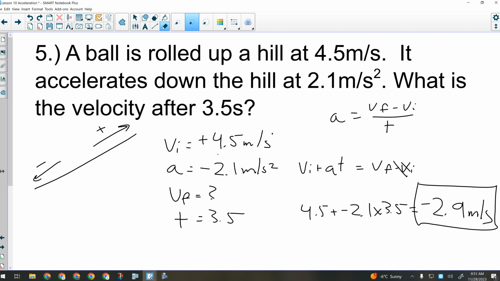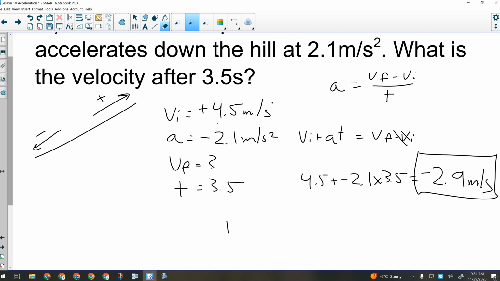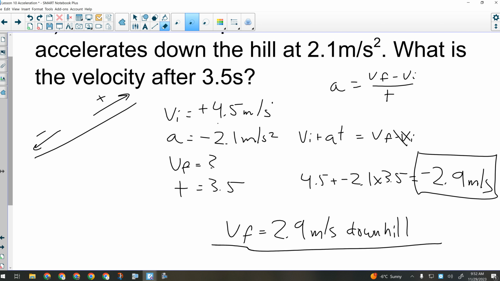This is not my final answer. I wasn't given positive and negative in the question. What was I given for vectors? Up the hill and down the hill. So my final answer needs to reflect the given vectors. My final answer is 2.9 meters per second downhill. Okay? If I write negative, it's wrong. I wasn't given negative. I assigned negative to that, okay? But my given directions were uphill and downhill. Okay? Everybody with me there?